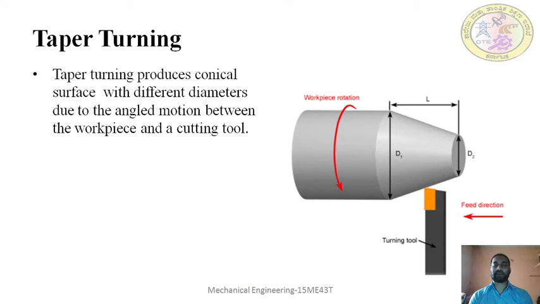In taper turning, the tool has to be moved in an angular direction with respect to the axis of rotation. For this angular movement, we have to use different methods, because in normal lathe operation, the tool moves parallel to the axis of rotation of the workpiece along the length of the workpiece. But in order to move the tool at an angle to the axis of rotation, we have to use different methods or different attachments. So let us discuss all these taper turning methods.